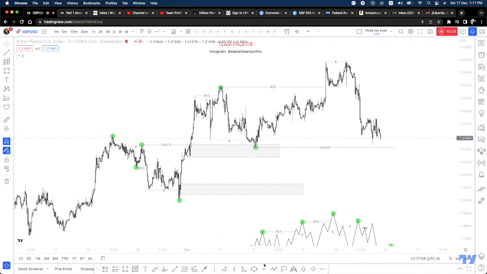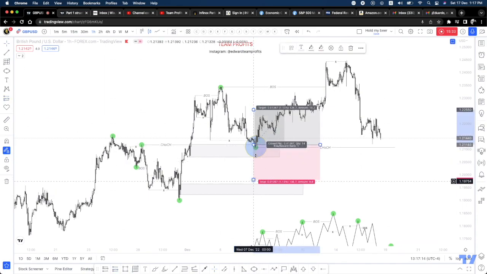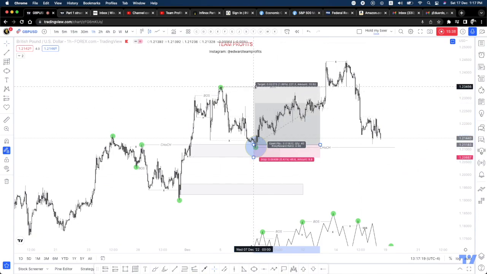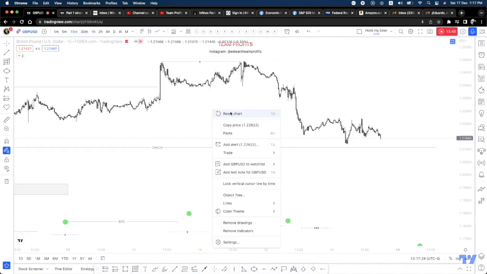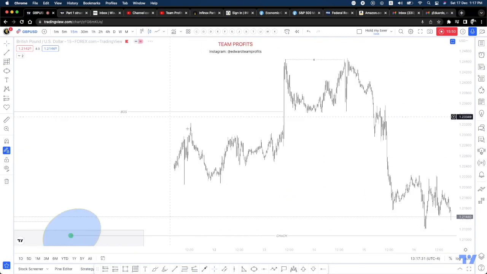Which, by the way, let me show you right away. I want to give you that little tip right there. If you don't want to get in right there on a 1 hour, because you want a better risk to reward ratio, right? This is a 1 to 4. Okay, let's see how this looks on smaller time frames. So let's jump from 1 hour to 15 minute and see what the market is showing just right there.